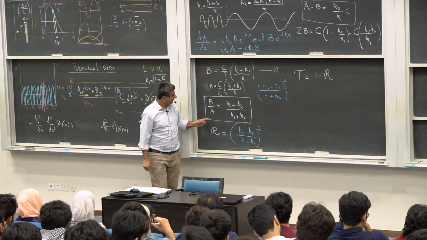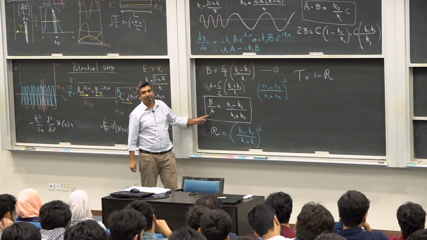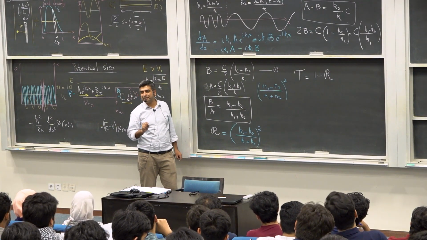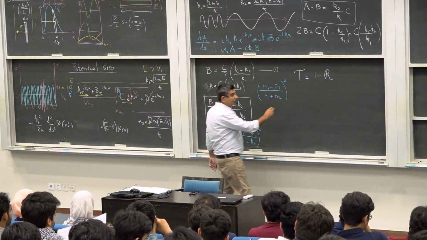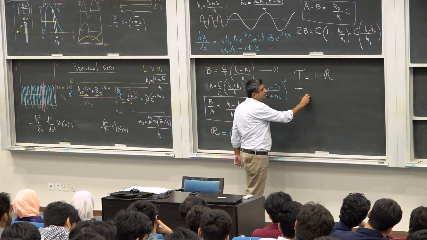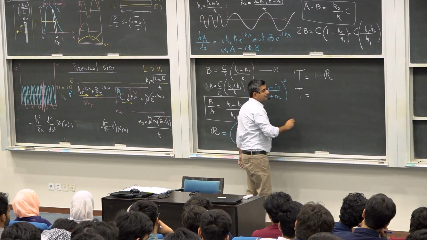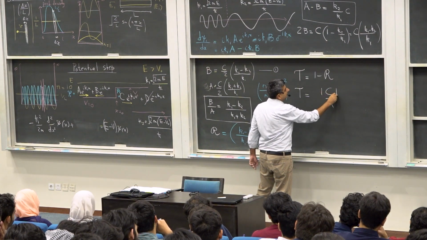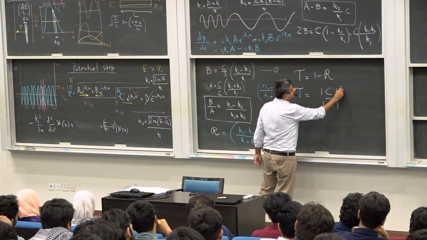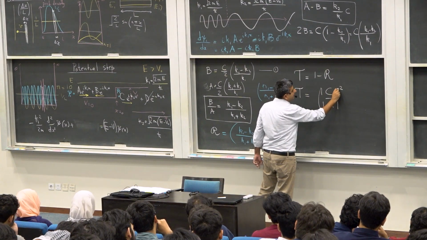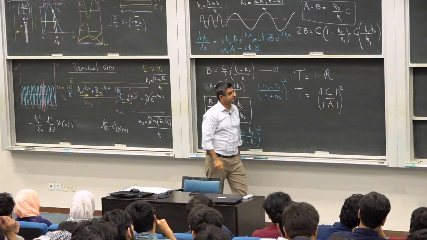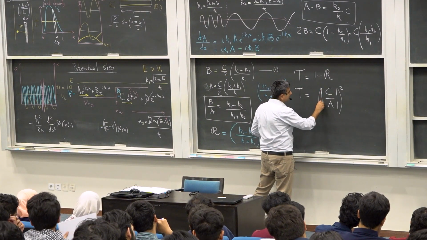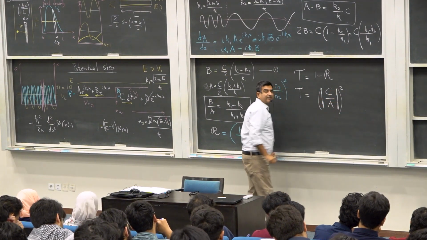So here I've defined my reflection to be B over A squared. What will my transmissivity be? C over A squared. So your proposal is C over A squared. Is that correct?